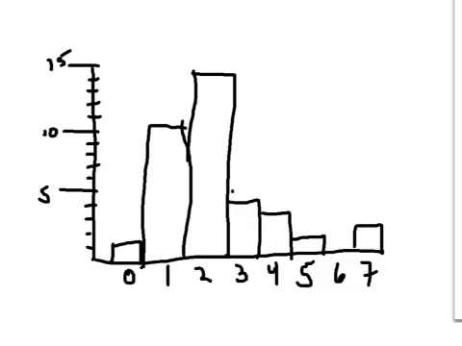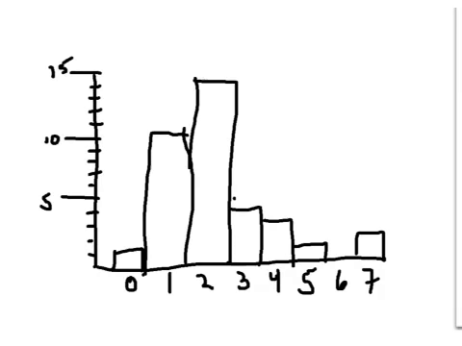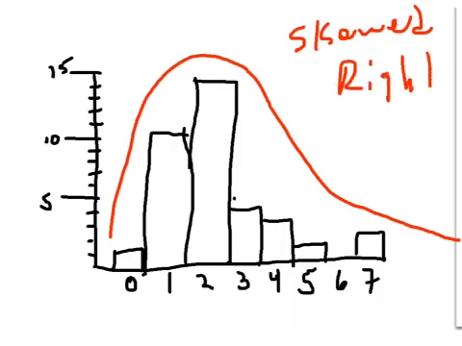Let's take a look at assessing the shape of our sibling data set. And notice that if I was to sketch kind of a smooth curve here over my data set, I would probably find that my curve looks something like that. And here I would probably assess that this graph appears to be skewed to the right. So this appears to be a skewed right distribution.